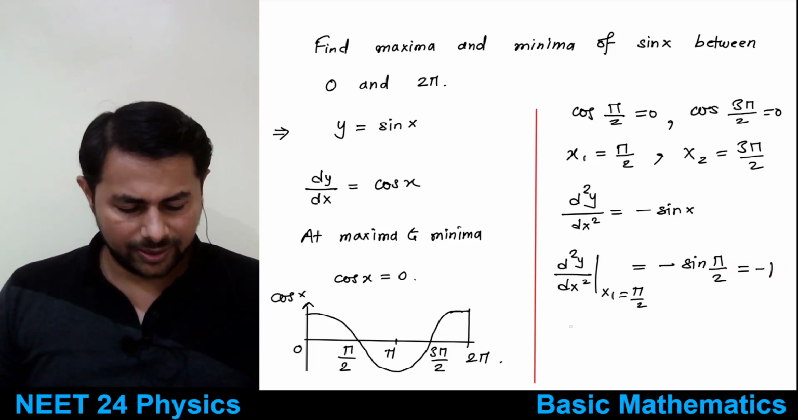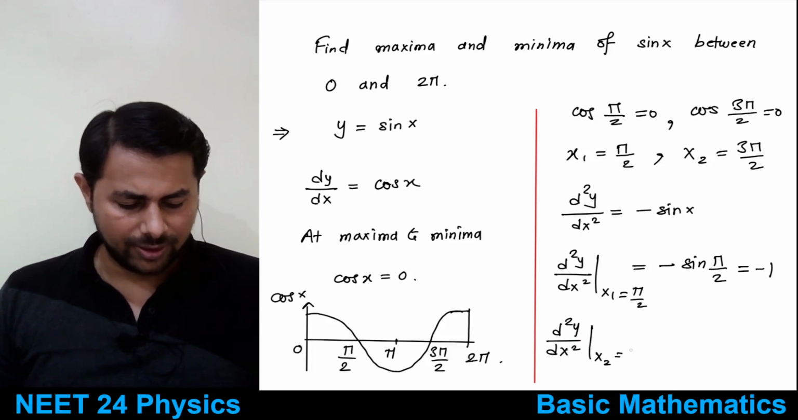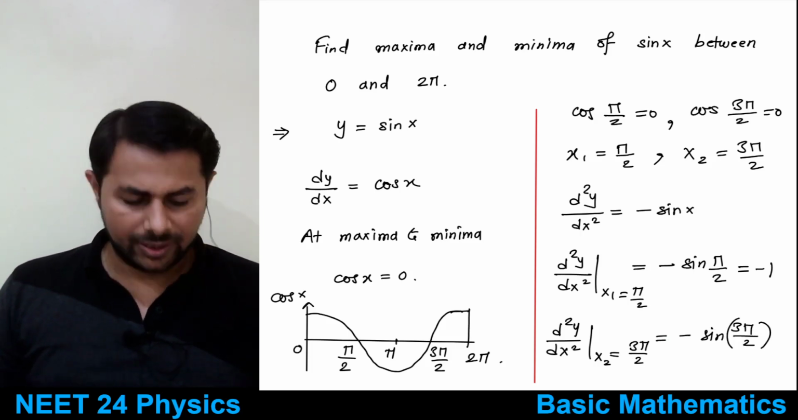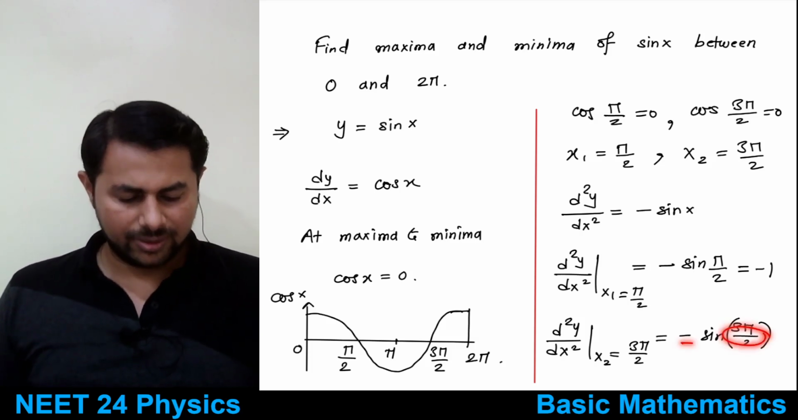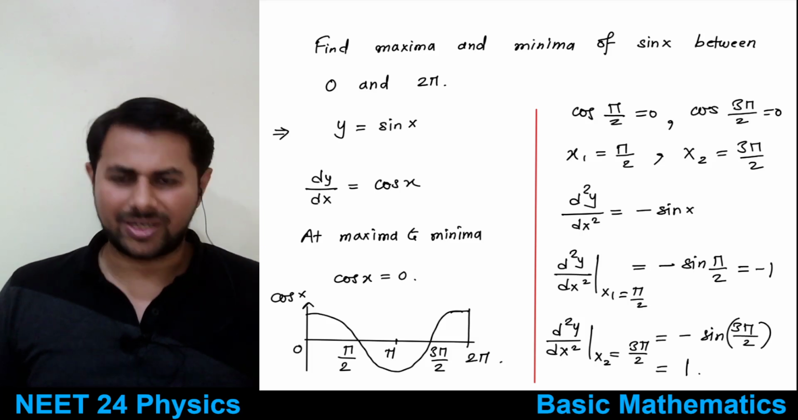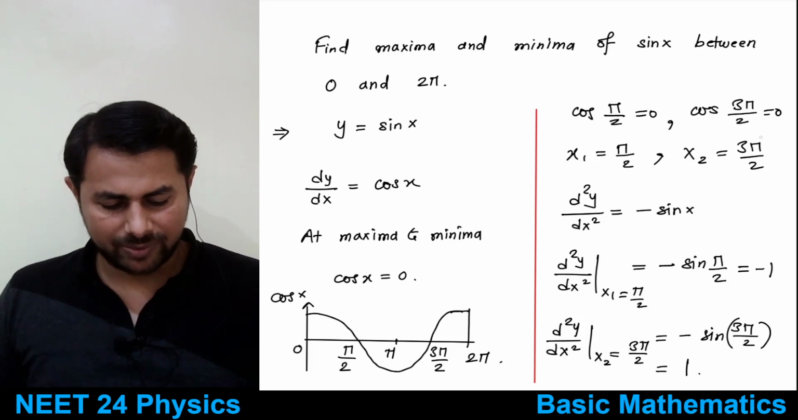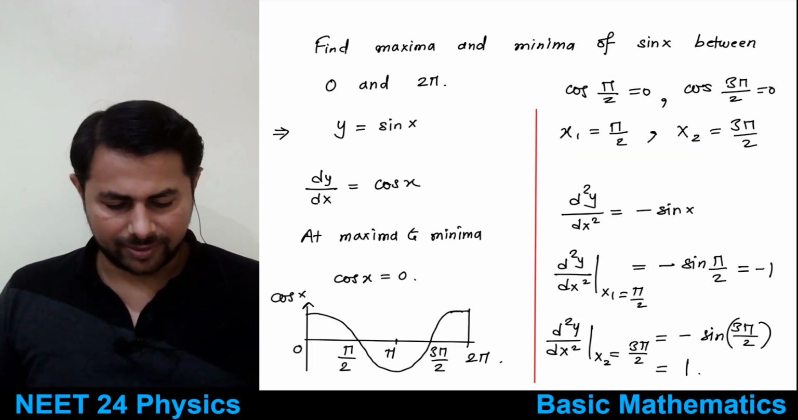And what will be x2 then? So let's check d2y by dx square at x2, which is equal to 3 pi by 2. It's equal to minus of sine of 3 pi by 2, which is sine of 270 degrees, and sine of 270 degrees is minus 1, right? So that is minus 1 minus, that minus minus becomes plus, and you have plus 1. So the double derivative is positive, means it's a minima. Good, it's a minima.